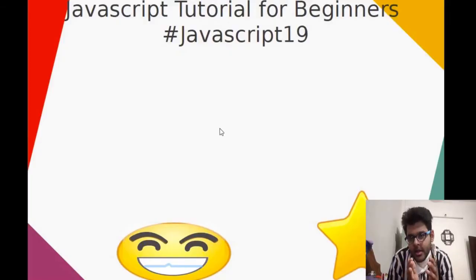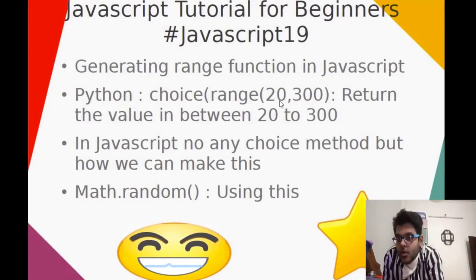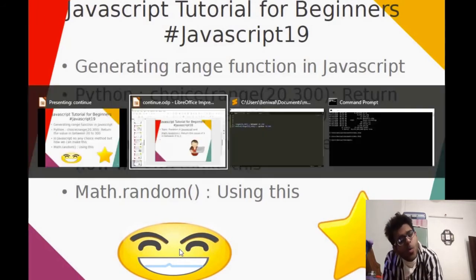In this JavaScript series crash course, we're going to talk about generating a range function in JavaScript. As I told you in the previous video, we have a range method in Python that will return a value between 20 and 300. But in JavaScript, there's no such method. But how can we make this? We can use the math.random function to make this. Yes, we're going to make this, and let's test how you can make it.